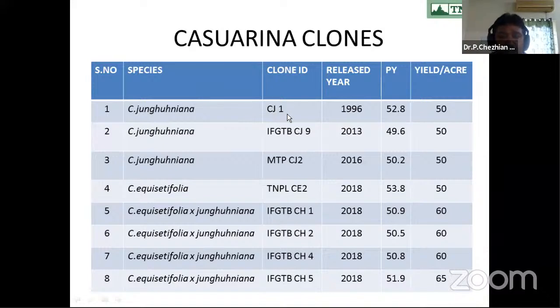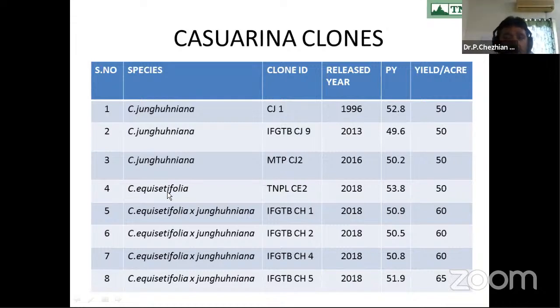And this is CJ1, an old clone from 1996, released by the forest department. Still this clone is grown by farmers. And in 2013, the IFGTB program released CJ9, a cross of 2 species. Again, Metropolitan Forest released MTP CJ2, which is also a good clone, 50 tons per acre.